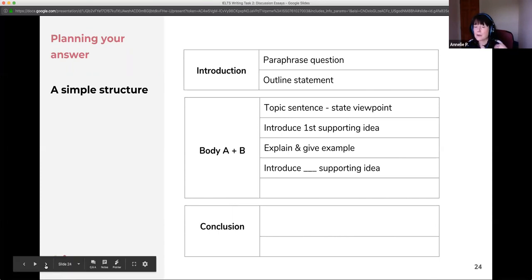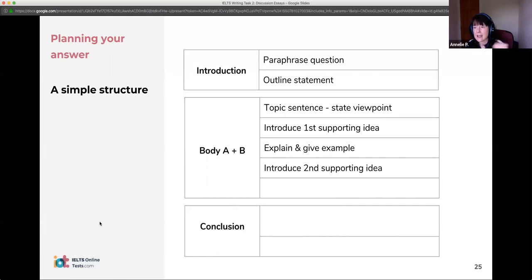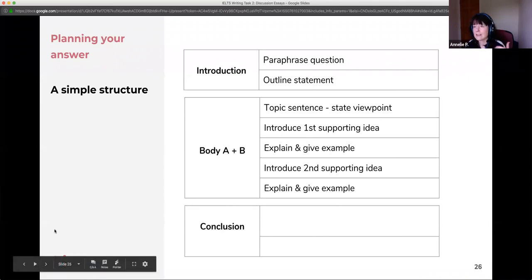Then after that, what are we going to do? We're going to introduce our, okay, very good, Keir, our second supporting idea, okay? Improving quality in this case, all right? And again, make it very clear when you move from the first idea to the second idea, okay? And again, you explain, you give an example, you give a result or a reason. Okay, good. All right. And then you will do that again, exactly the same for the second paragraph, which in this case will be the negative effects of the multinational companies.